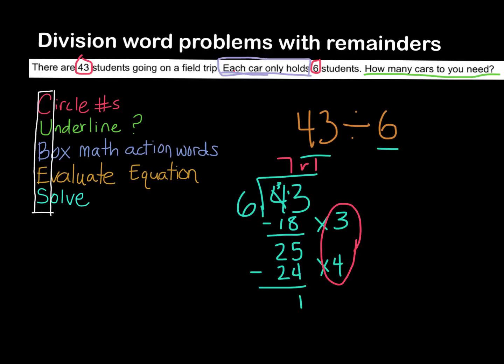While I have finished the actual math, I need to reevaluate for what the question is. How many cars do you need? Well, if I put 6 students in each car, that's 7 cars. But I have 1 student left over. They have to go on the field trip too, so we're going to round up the quotient for this one to the next number, which is 8. So we actually need 8 cars. Always reread your question.